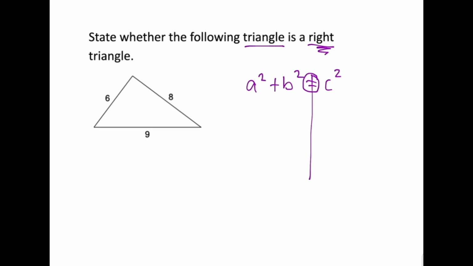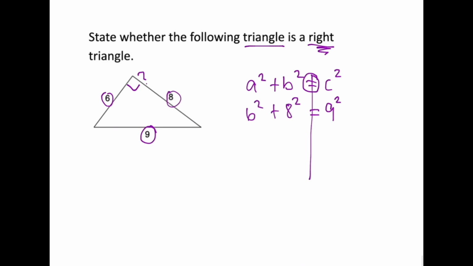The first thing we need to decide is which side is our c. C is the longest side, so we know we have 6, 8, and 9. 9 must be c because it's the longest. So we can plug 9 in for c. Then we're going to test out to see, is this a right angle? Plugging in 6 for a and 8 for b.